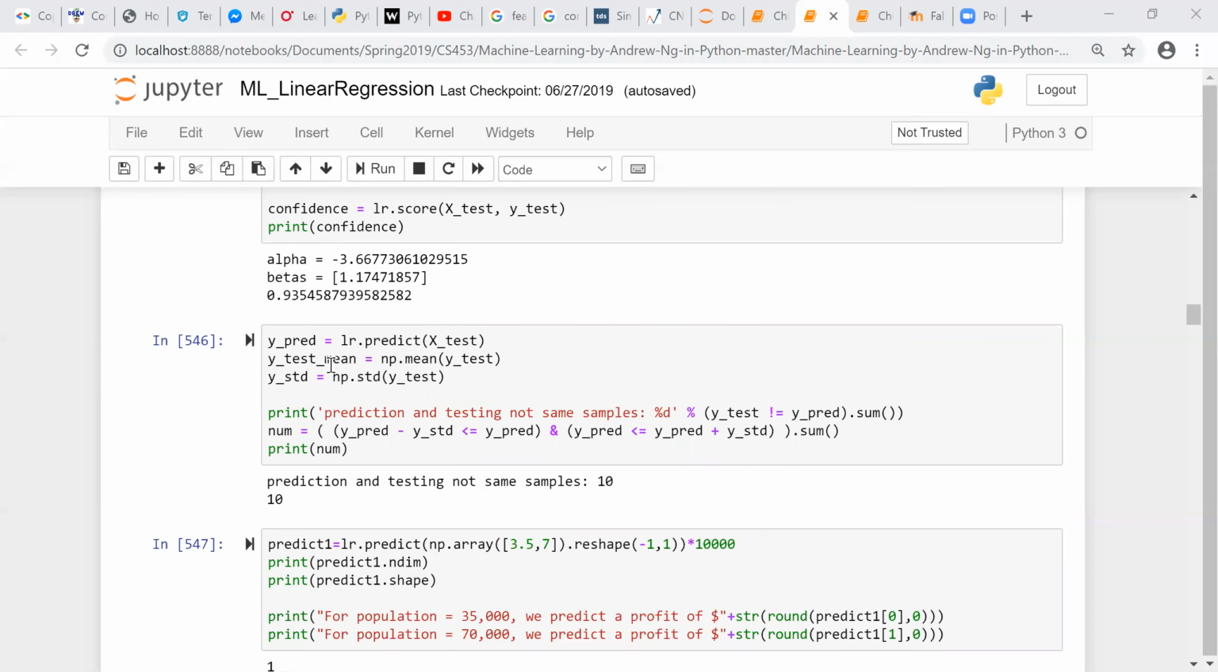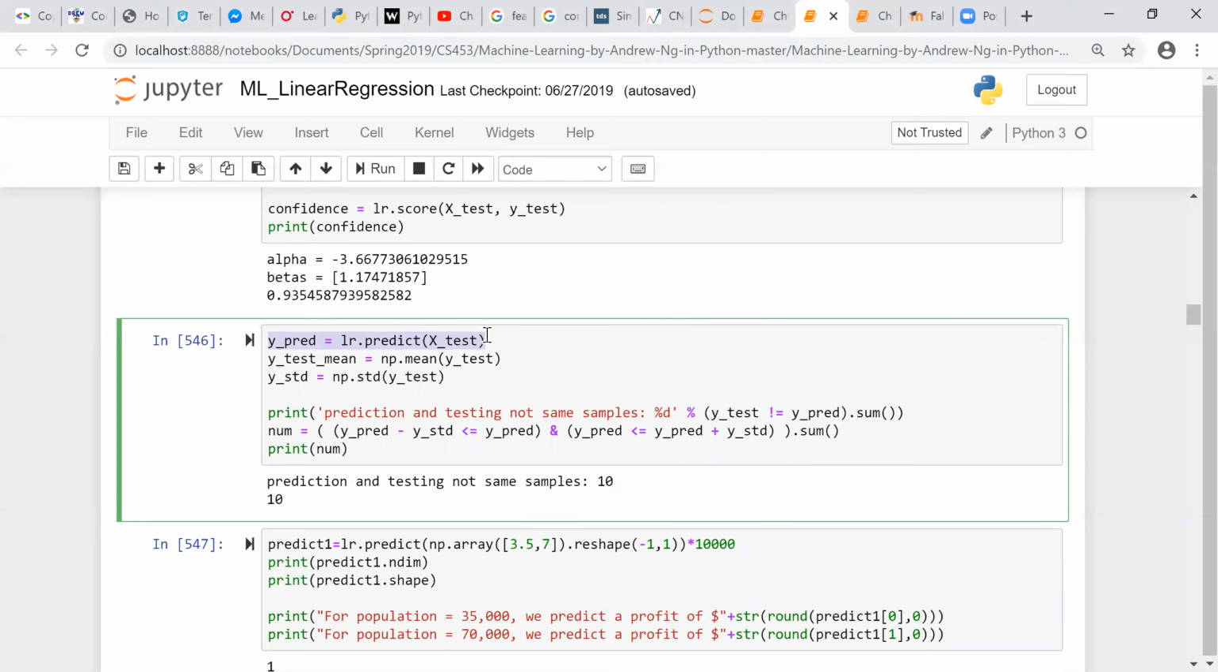And next, let's see more. Here we predict the values for all of the testing data. I remember it has 10 testing samples. And then you can also find their mean value and their standard deviation. And then you can also compare the testing and the prediction values. It's not the same. And you can count, and here we can find it's 10.